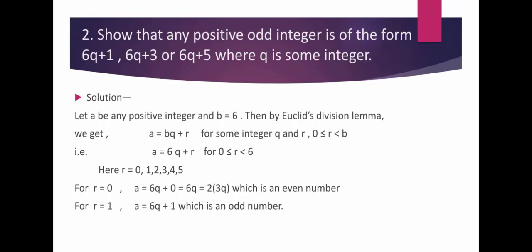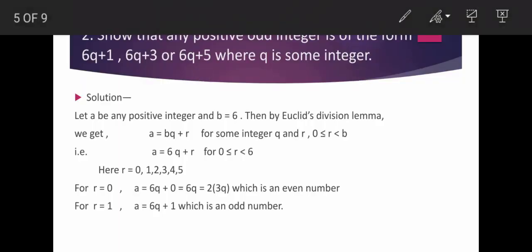What does the term odd mean? Actually, the integer should not be divisible by 2. In other words, 2 should not come as a factor when we do factorization of that integer. It should be of the form 6q plus 1, 6q plus 3 and 6q plus 5, q being any integer. Now, how to solve this?